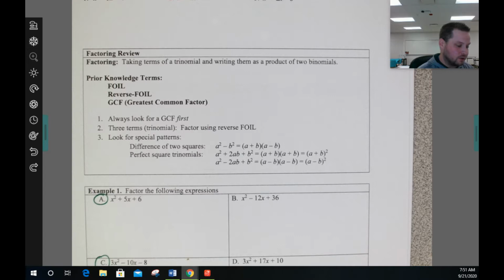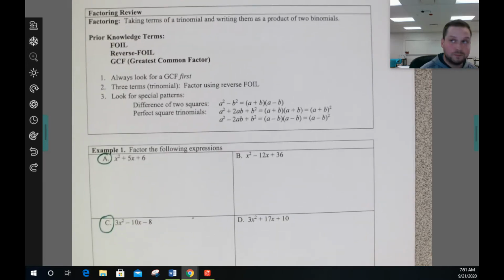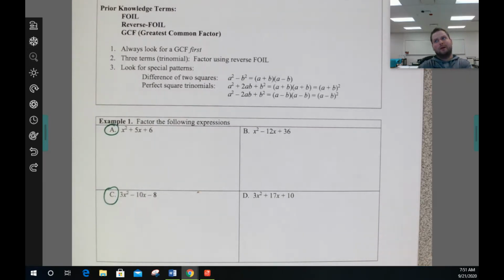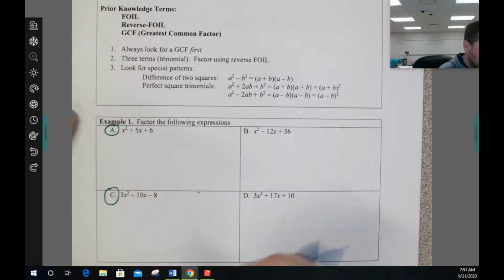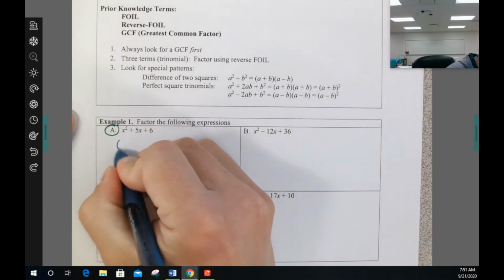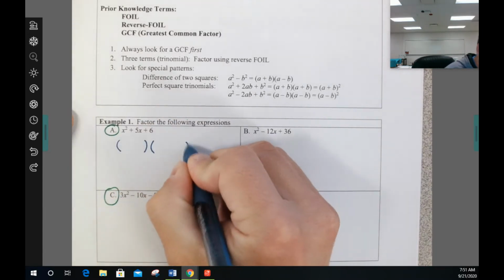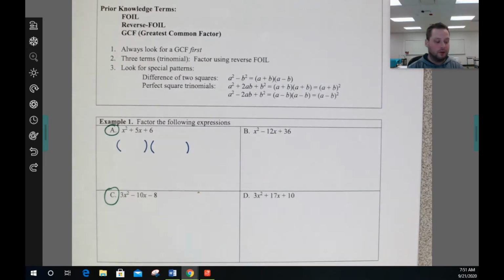Okay. So without further ado, let's look at example 1A. There's tons of factoring examples here. I'm only going to do a couple. You can do the rest on your own if you feel like you need more practice. So for 1A, I look at it. We don't have any GCFs going on. We do have 3 terms though, so I'm going to reverse FOIL that polynomial.